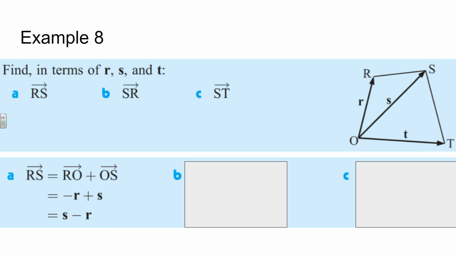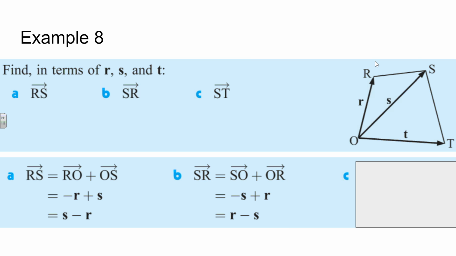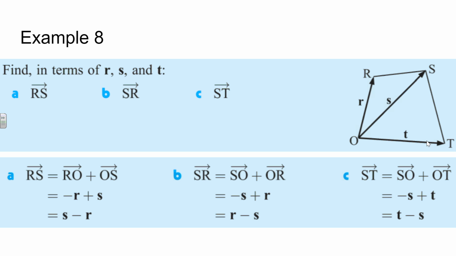Vector SR, just doing the opposite there, going from S to R, is negative s plus r, or r minus s. And ST, if I want to go from point S to point T, I'm going to use a negative vector s plus the vector t, so negative s plus t, or t minus s. All right, so I'm just figuring out how I can get from one point to another point using the vectors that they've labeled there for us.